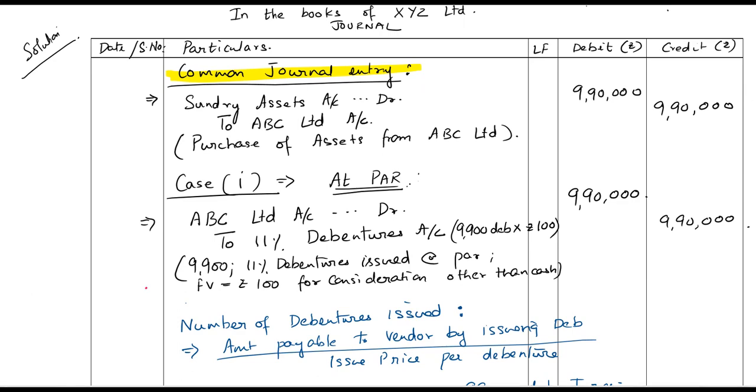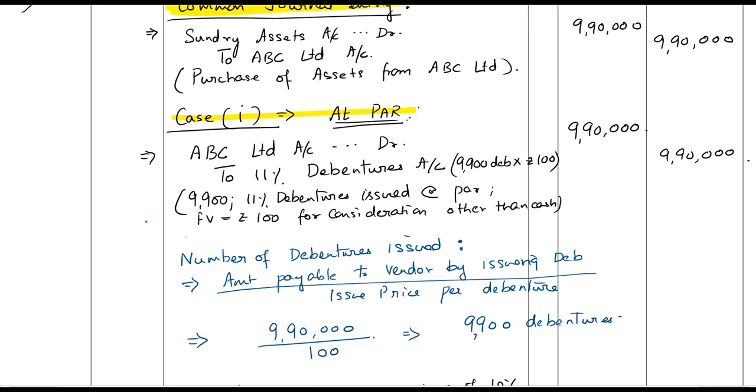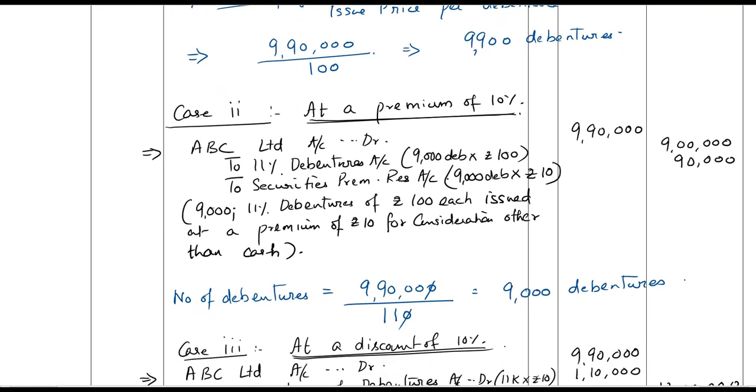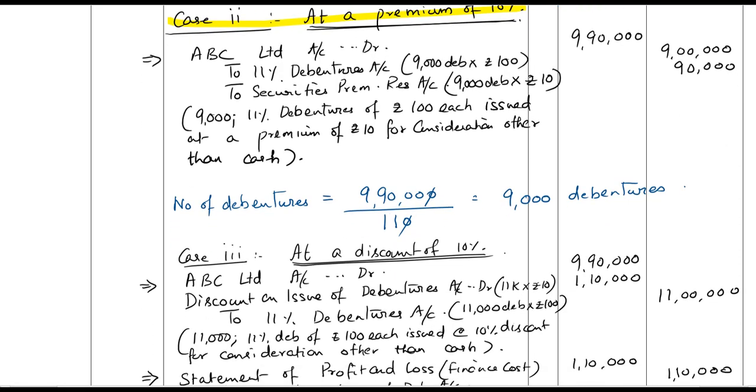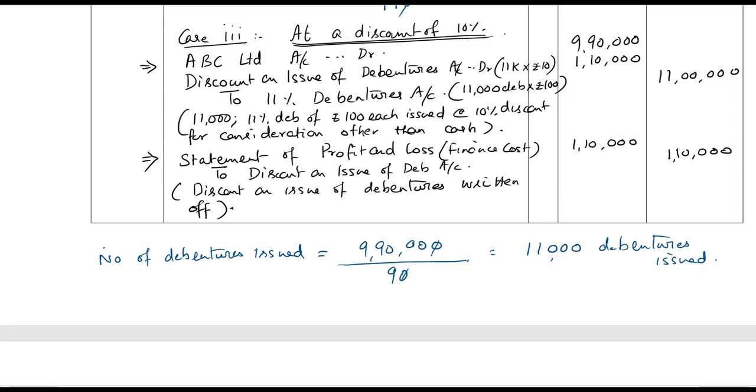This is the answer for case 1 for issue at par, followed by the working notes. This is case 2, when debentures are issued at a premium of 10%, followed by the working notes. This is the third case, debentures being issued at a discount of 10%, followed by the working notes.